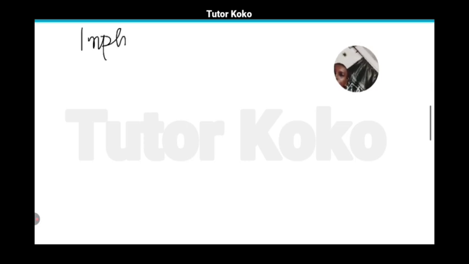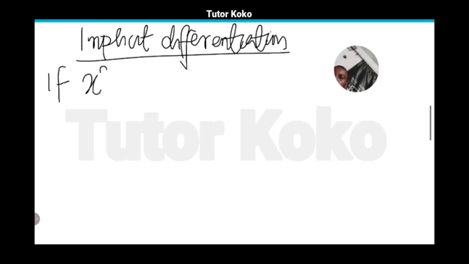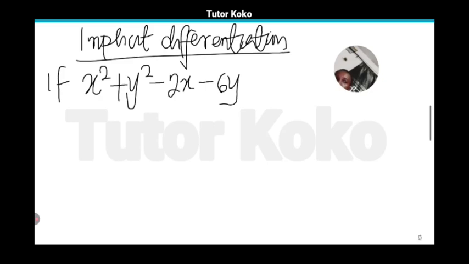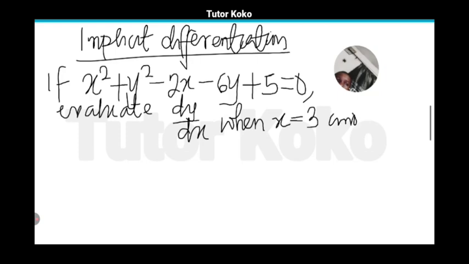I saw a question online under implicit differentiation. The question says that if x to the power of 2 plus y to the power of 2 minus 2x minus 6y plus 5 is equal to 0, we should evaluate dy/dx when x is equal to 3 and y is equal to 2.